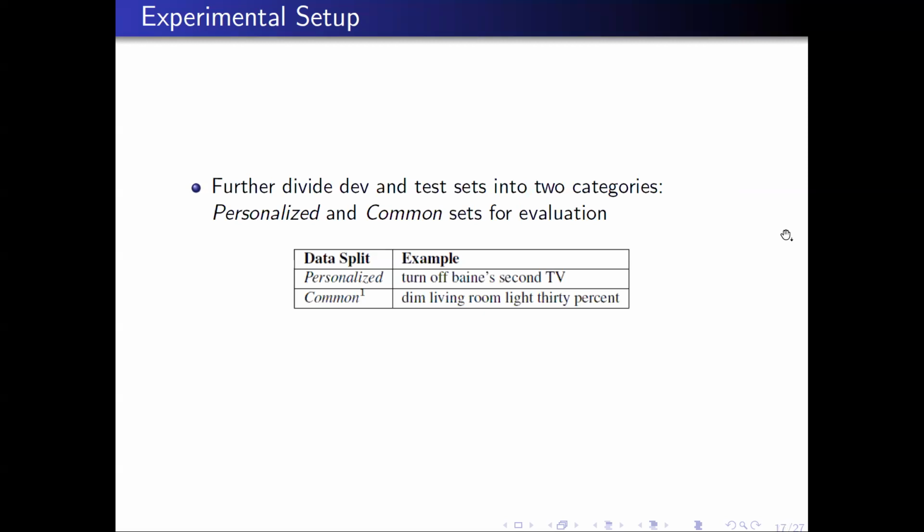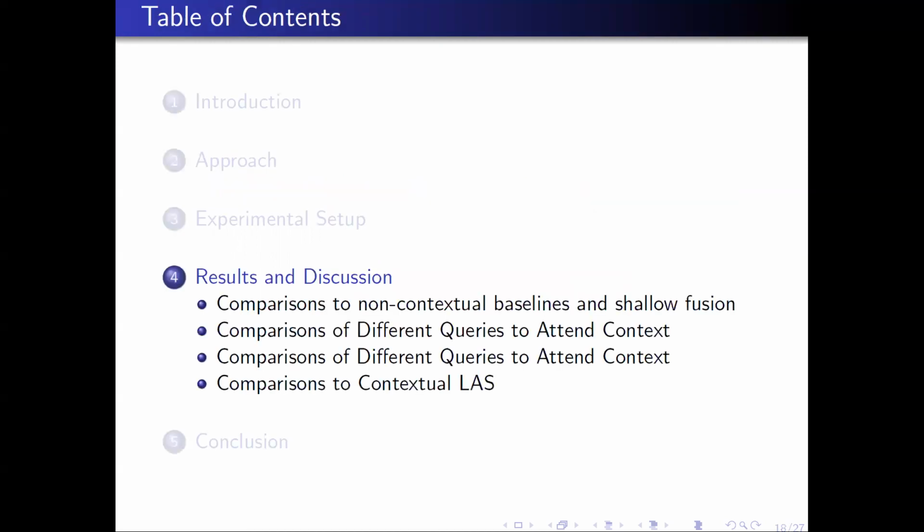For evaluation, the dev and test sets are further divided into two categories, personalized and common. This table shows example sentences in the two categories. For the personalized test set, we have "turn off Ben's second TV." While for the common test set, we have "dim living room light 30%."